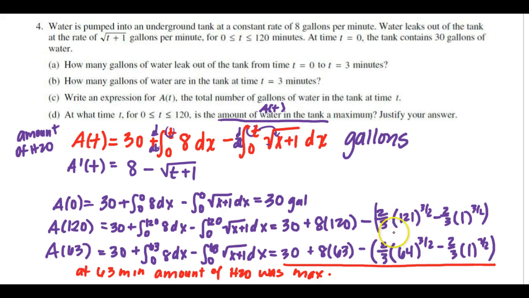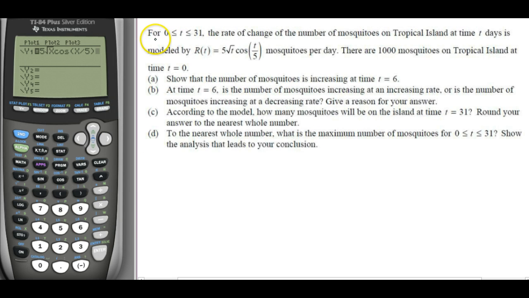So it's definitely between the second two, as opposed to a of 0, which is just 30. So once you decided which one it was, then the answer is either 120 minutes or 63 minutes. It's the time, at what time t. Alright, moving on to the next AP question.